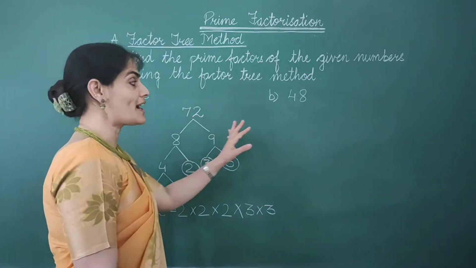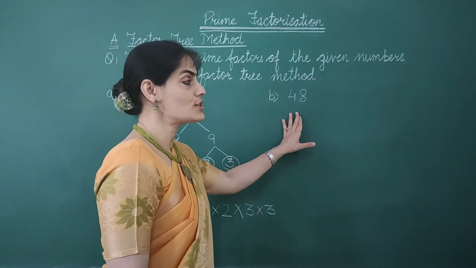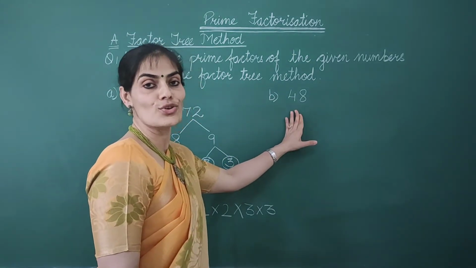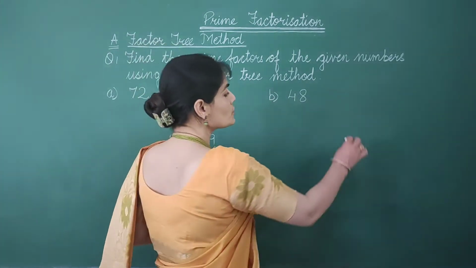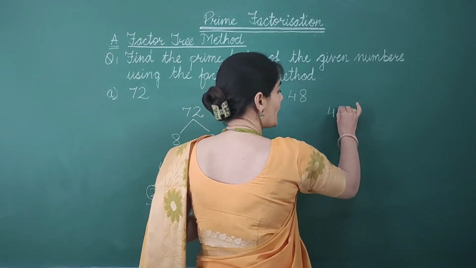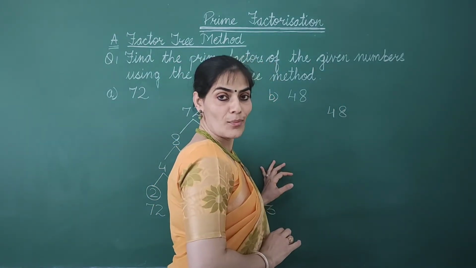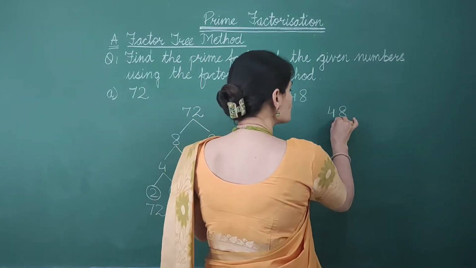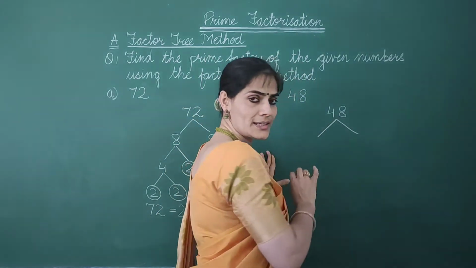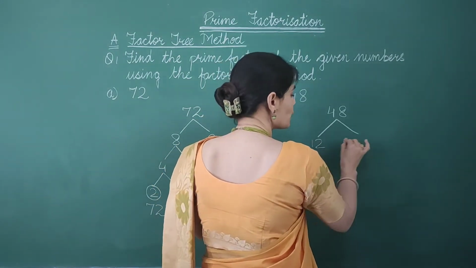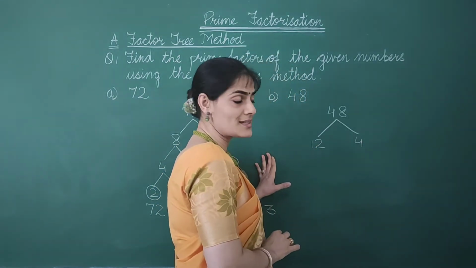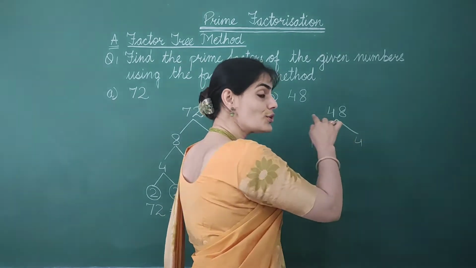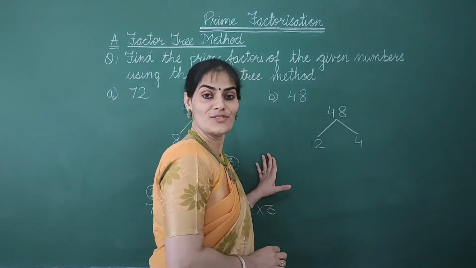Now we move to part B. Here we are required to find the prime factors of 48. So I write 48 here. And now I am going to write this number 48 as a product of two numbers. So those two numbers which strike my mind are 12 times 4 gives us 48. And what do I find? That both these factors are composite factors.